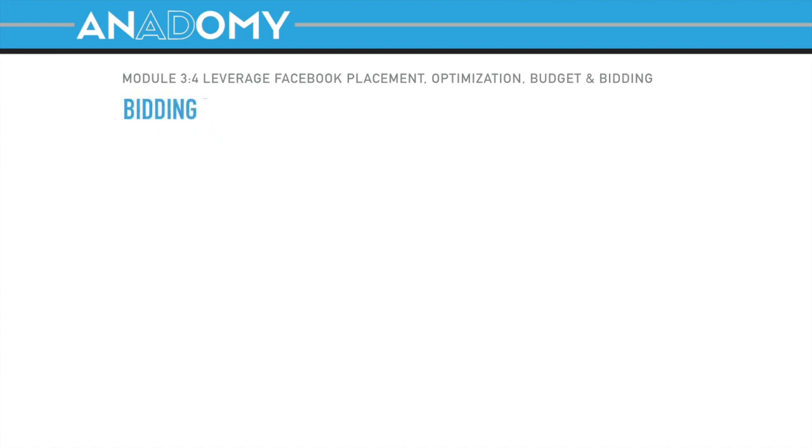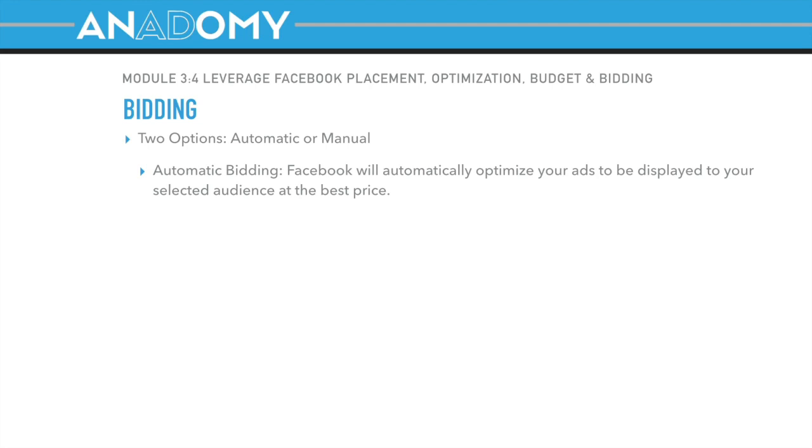The third thing we're going to be talking about is bidding. Now, there are two main options, automatic or manual. Automatic bidding allows Facebook to automatically optimize your ads to be displayed to your selected audience at the best possible price. I always suggest that you start with automatic bidding.